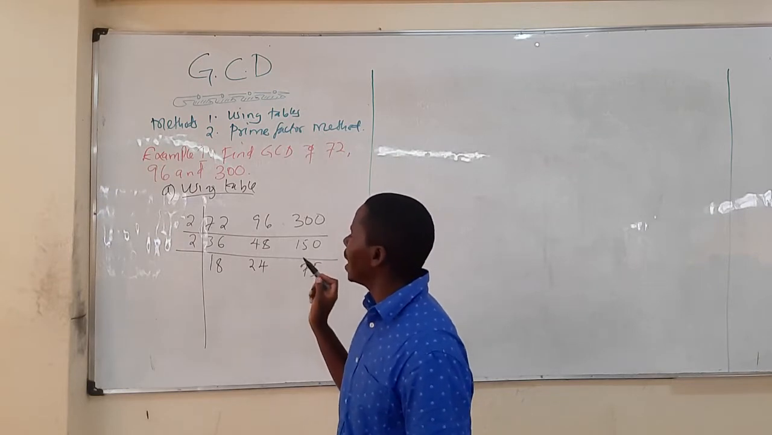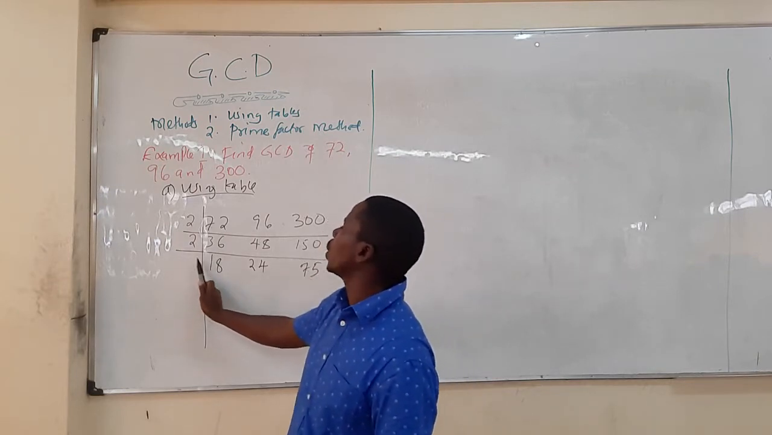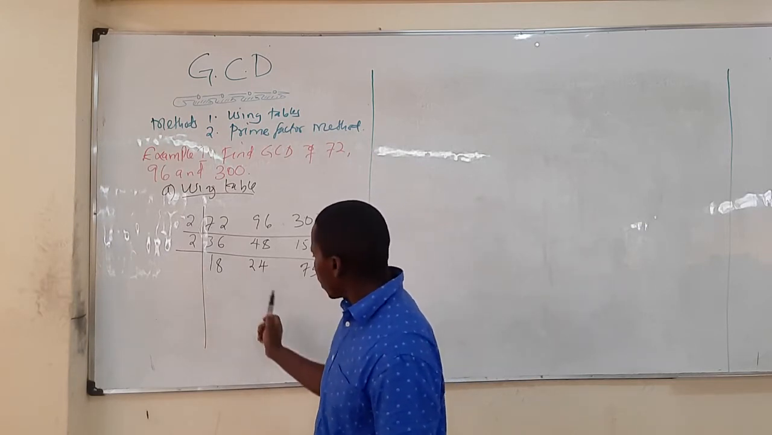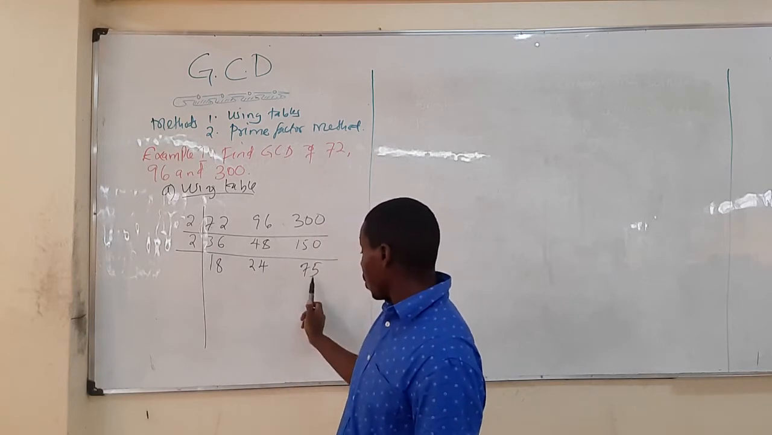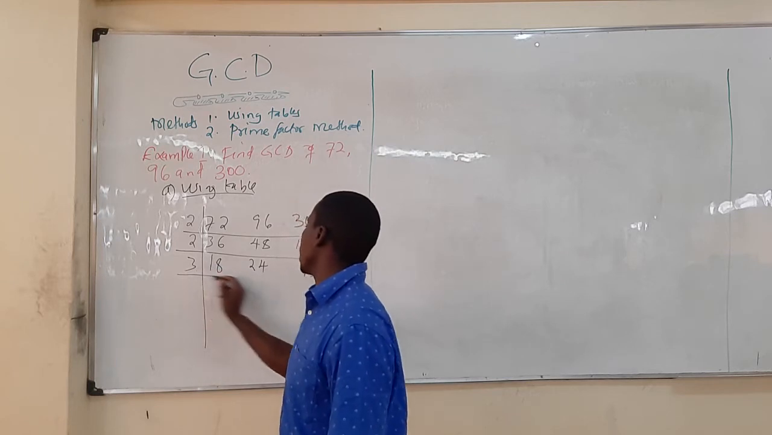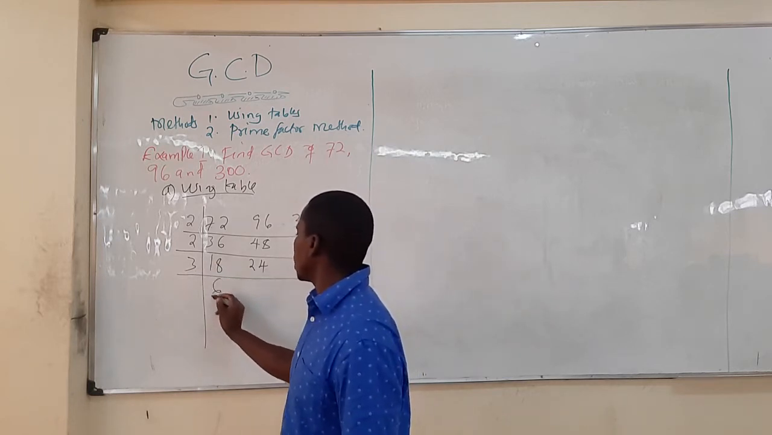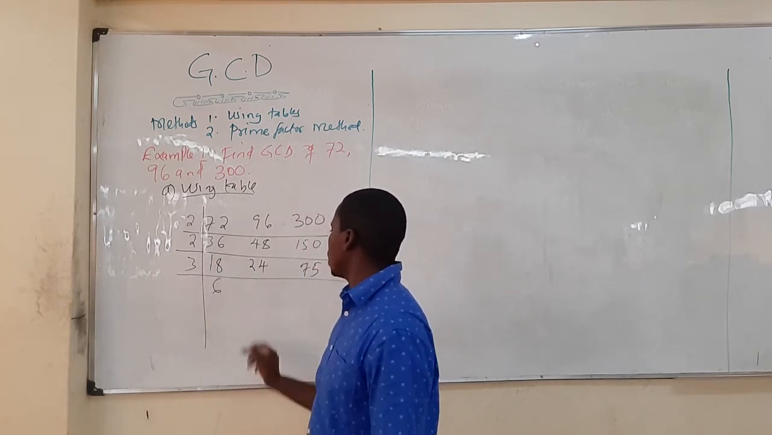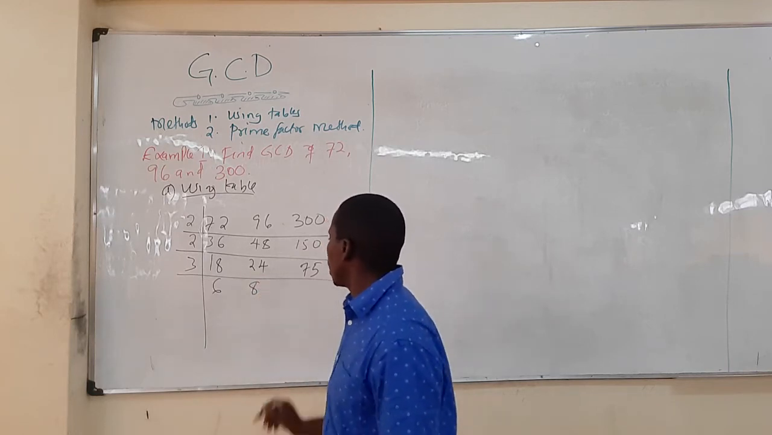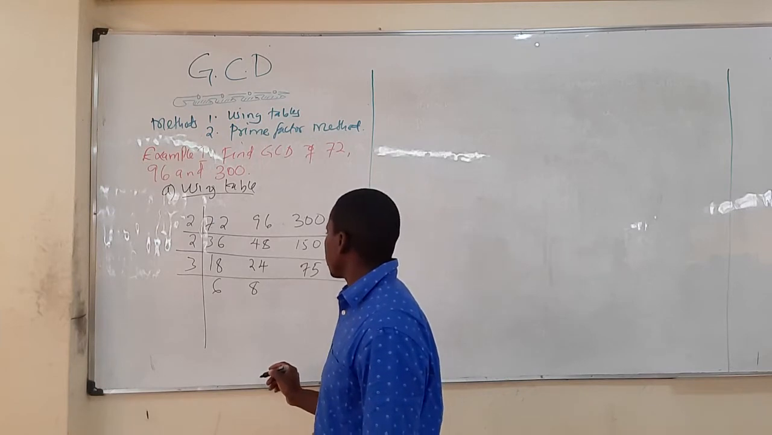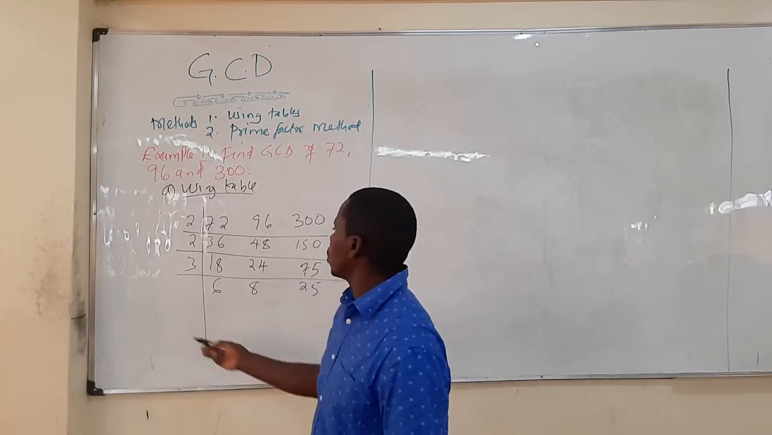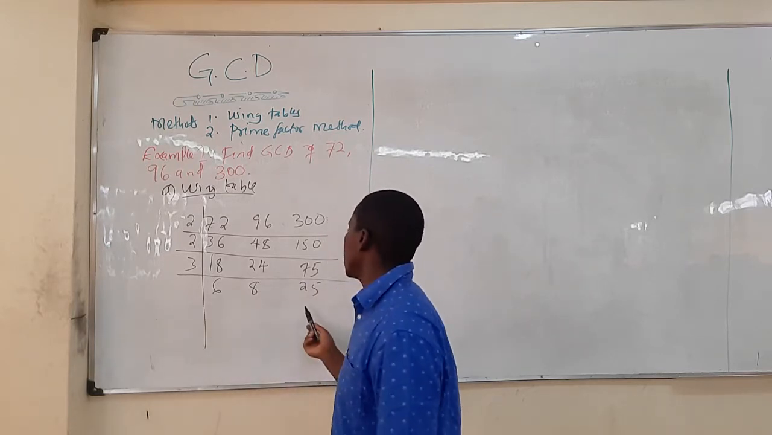For the GCD, the number that I'm dividing by should divide all of them. So we check 3, and 18 is divisible by 3, 24 is divisible by 3, and 75 is divisible by 3. So we divide by 3: 18 divided by 3 is 6, 24 divided by 3 is 8, and 75 divided by 3 you get 25. Then there is no common factor that can divide all of the 3 numbers.